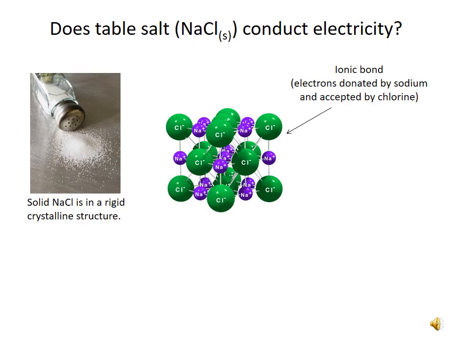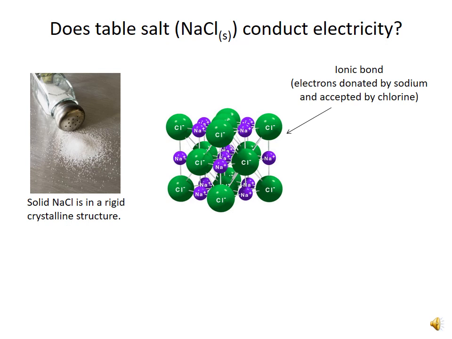Let's now consider another really common substance, table salt, or sodium chloride. Does it, in its solid form, conduct electricity? Well, if you think about sodium chloride, you probably know that it's a white solid. It's a rigid crystalline structure. And if we look at how the sodium and chloride are connected to one another, we see that they're in this very orderly pattern of a sodium cation next door to a chloride anion.